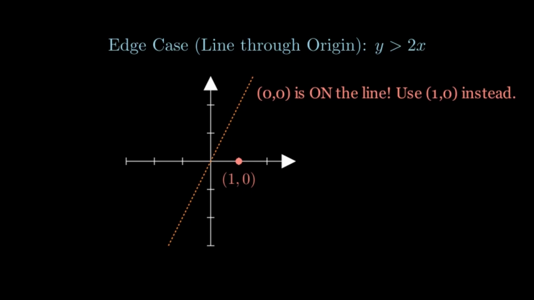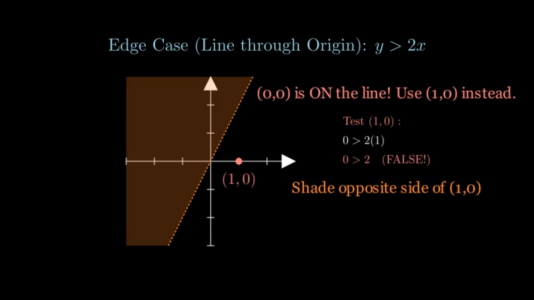Substitute it into the inequality. We get 0 is greater than 2 times 1. So, 0 is greater than 2. That statement is false. Therefore, the side containing (1, 0) is not the solution side. We shade the opposite side. So remember, if your chosen test point lies directly on the boundary, choose a different point.